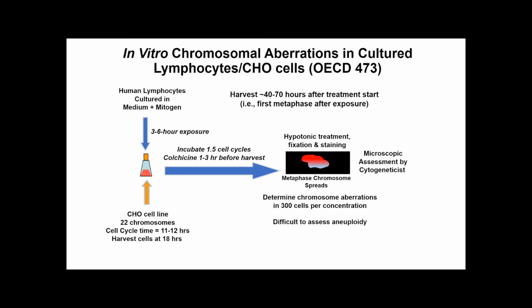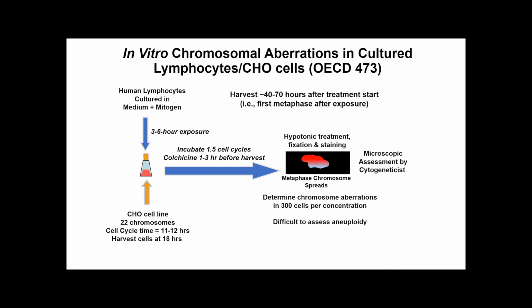So what happens is we treat the cells with or without rat liver S9, and then we stop cells from going into metaphase, and we catch them at metaphase, basically. We use colchicine to stop them there, and then we put them on a slide, and then some person has got to sit down there and count how many chromosomes each cell has. We have to count 300 cells per concentration. And you've got to know how to look at chromosomes and score them.